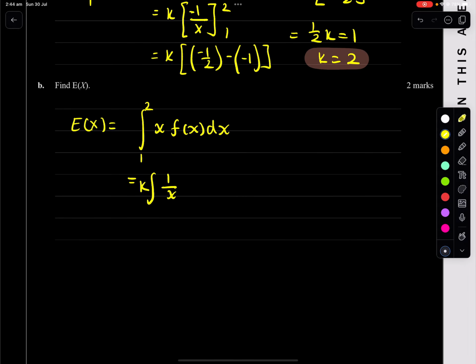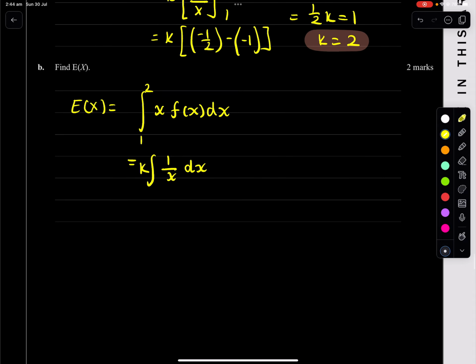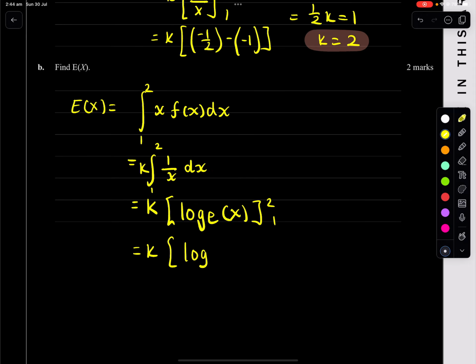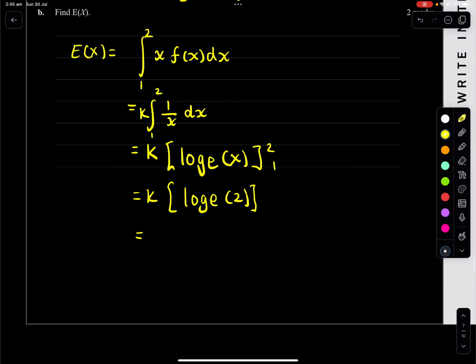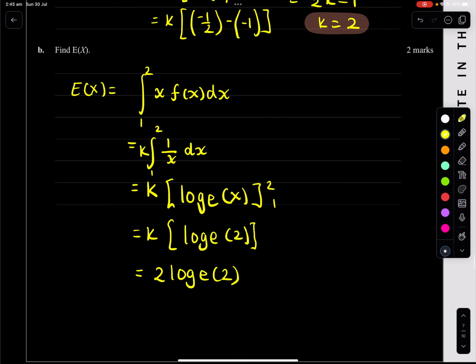And we know that it will be k natural log e of x from, oh, I forgot that's 1 to 2 here, so which will be k, so what's log e 2 minus log e 1, which is just 0, so I'm not going to write that. Okay, and we know already the value of k was 2, so it's just 2 log e 2. That's your answer. Okay.